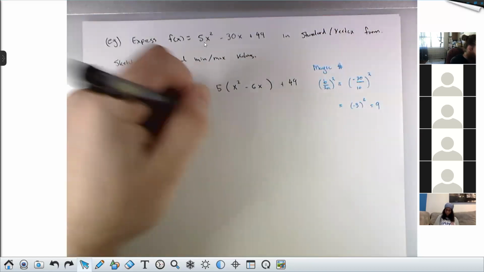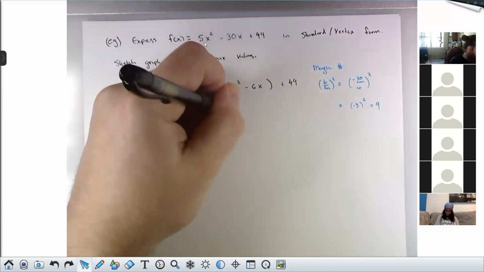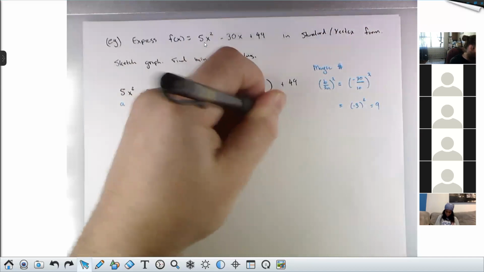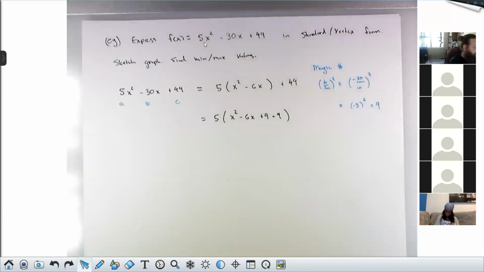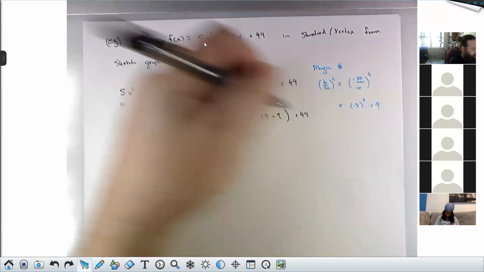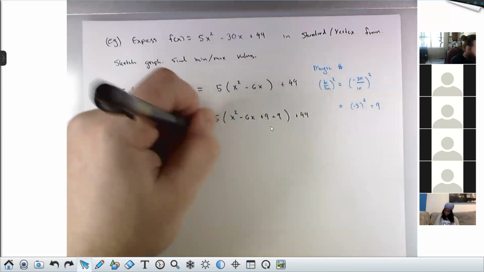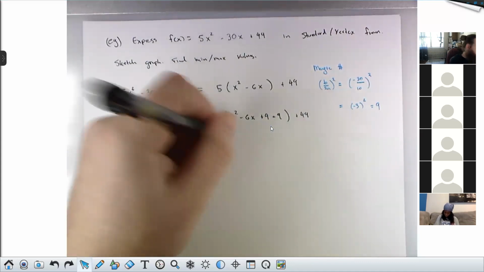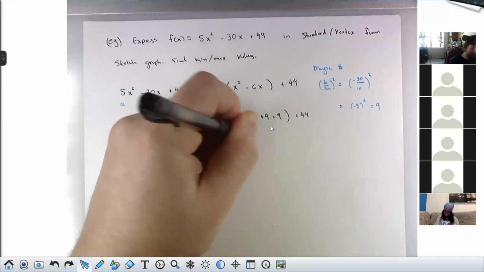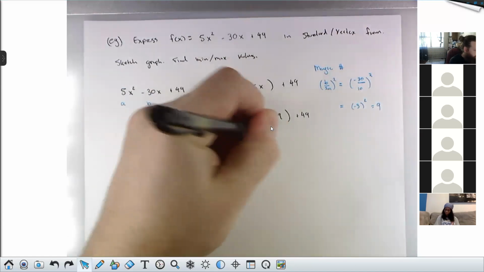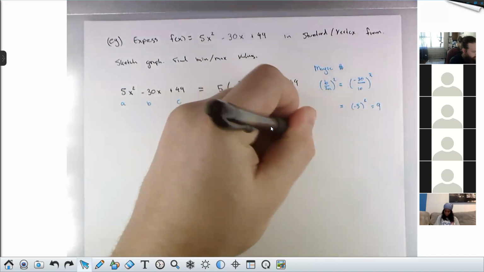Oh yeah, this is actually very similar to the previous one. So this is 5 times x squared minus 6x, and then I write plus 9 minus 9 right after that x, plus 49 on the outside still showing. And in the same way we saw the last guy, you take just these first three terms and factor them. That's x minus 3 quantity squared. So this is 5 times parentheses, x minus 3 squared. The minus 9 is still here, and then plus 49 is still here.